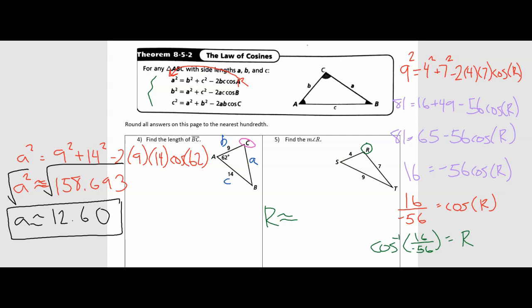So now it's a calculator problem. And that gives me approximately 106.60 degrees. So that would be the approximate measurement of angle R. So again, just a couple more steps when you're solving for an angle. You got to get your variable by itself by using some inverse trig.